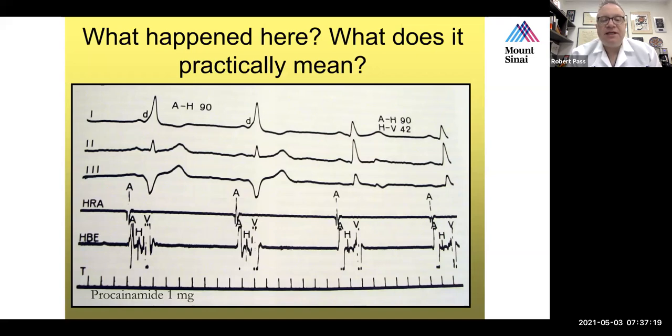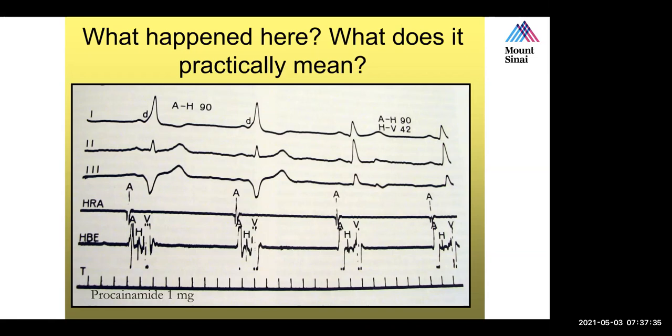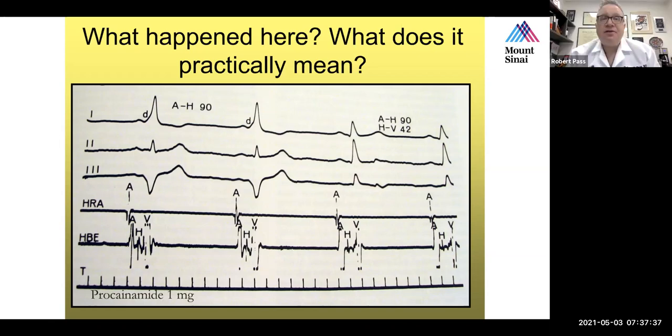Essentially what's happened here is we've lost pre-excitation, and the author of this figure is telling us, is an HV of 42 a normal finding in humans? Yeah, that's normal. It's like 30 to 50. Yeah, like 35 to 50. So that's a very normal HV. So they're essentially saying that on the right-hand side, and when you're pre-excited, what happens to the HV interval?